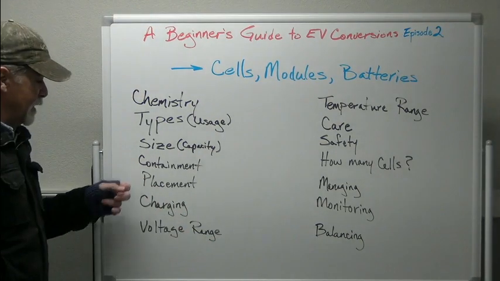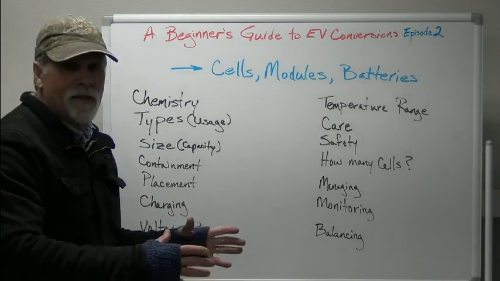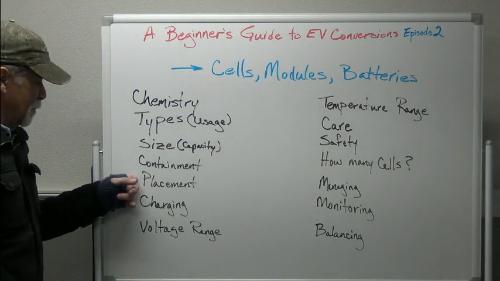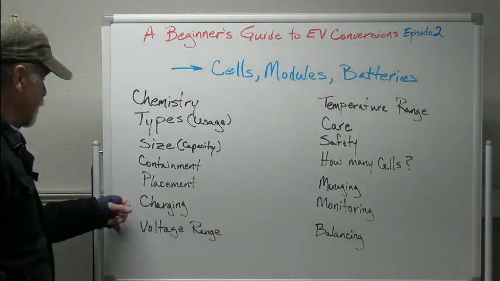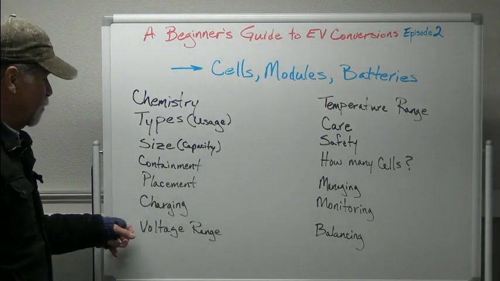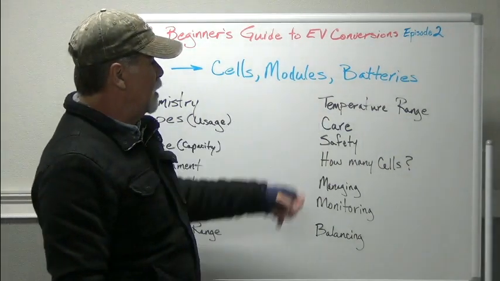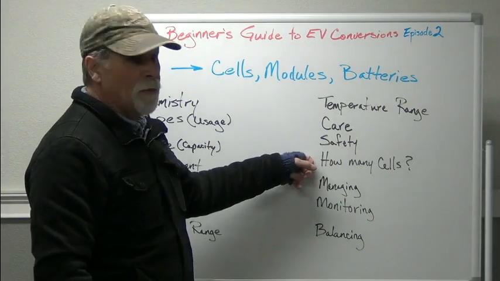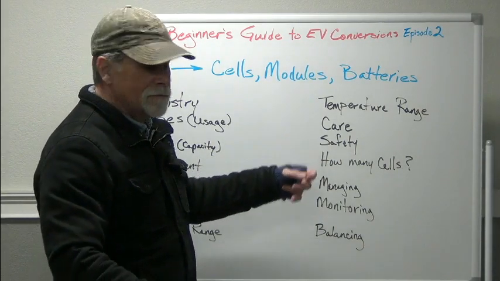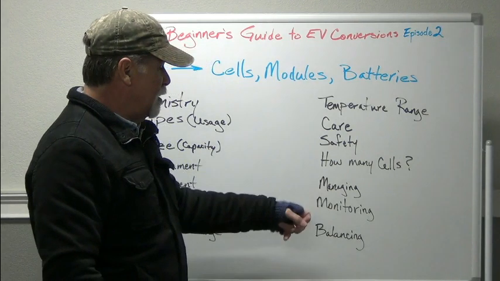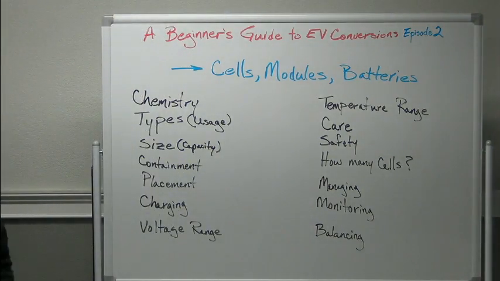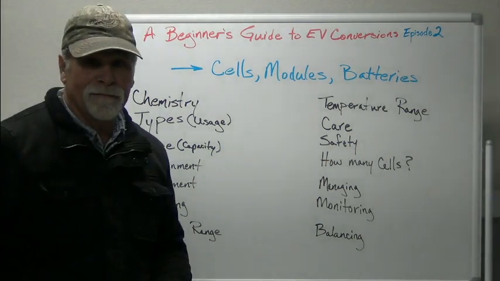containment, placement, so containing these cells so in an accident or whatever they don't go flying everywhere, placement, where we're going to place them in the vehicle, charging, voltage range, temperature range, how to care for them, safety, how many cells are you going to want, how many to use, managing, monitoring, and balancing. All that, and probably a little bit more as we move forward.